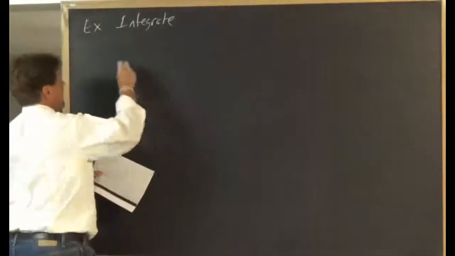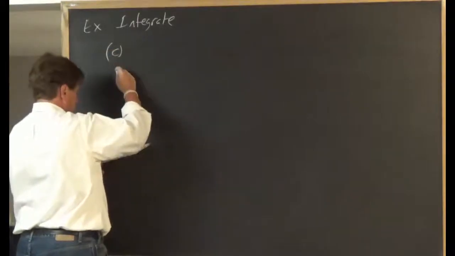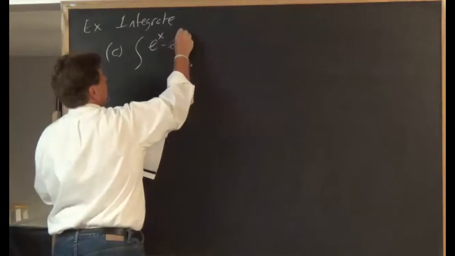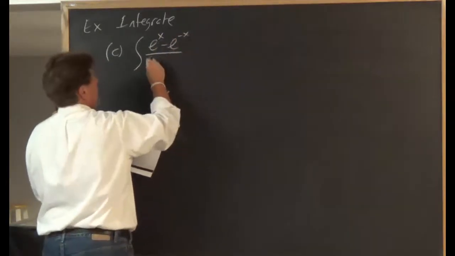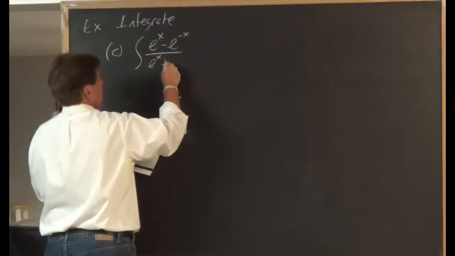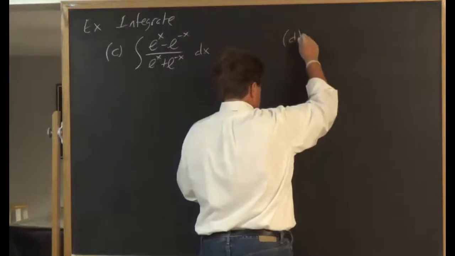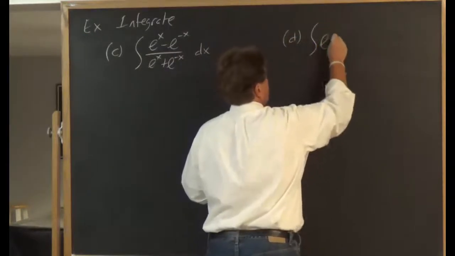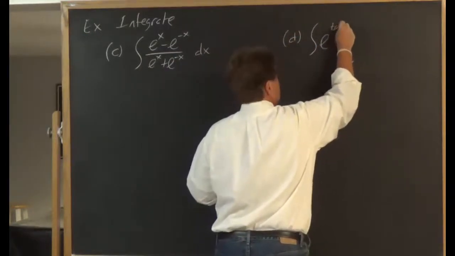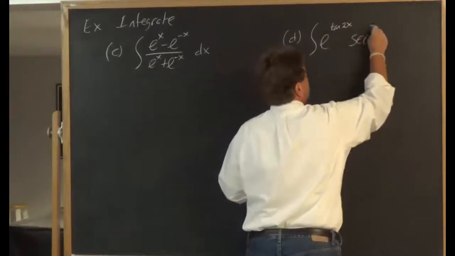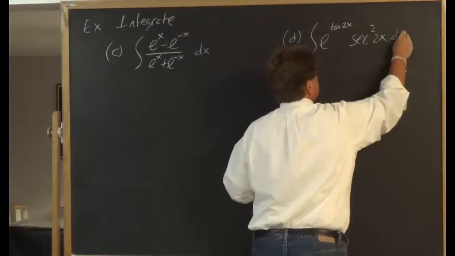So part C was integrating (e^x - e^(-x))/(e^x + e^(-x)) dx. Part D, integrating e^(tan 2x) sec²(2x) dx.